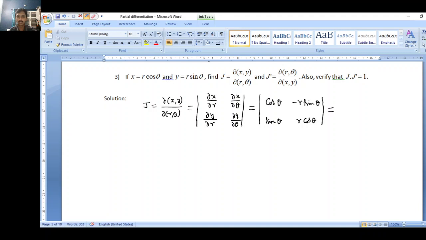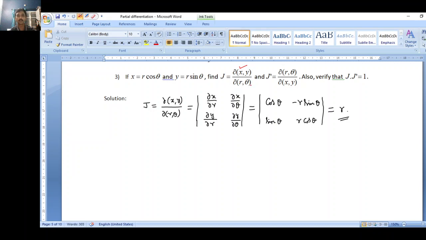Now, you can straight away take out r common from the second column and then expand this, or straight away expand this. So you will see that easily the value of J would be r upon simplification. Okay, so this answers the first part of the question, where we are told to find out J as such.